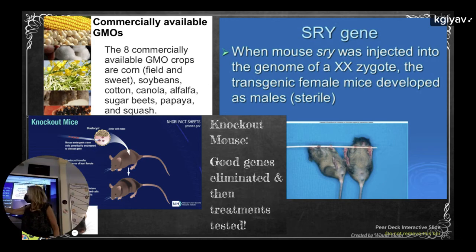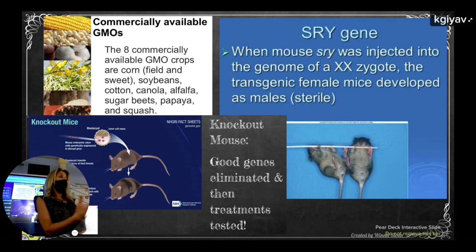The Sry gene, that's just an example of manipulation where you're able to change what would have been a female mouse into a male mouse by giving it that sex determinant gene, which is ultimately what would make it male. The knockout mouse was just a way, if you wanted to treat something or see if you could fix it, you knock out the good genes and then you have this knockout mouse that's broken, and then you see if you can fix it. Okay, questions about that? All right, next.